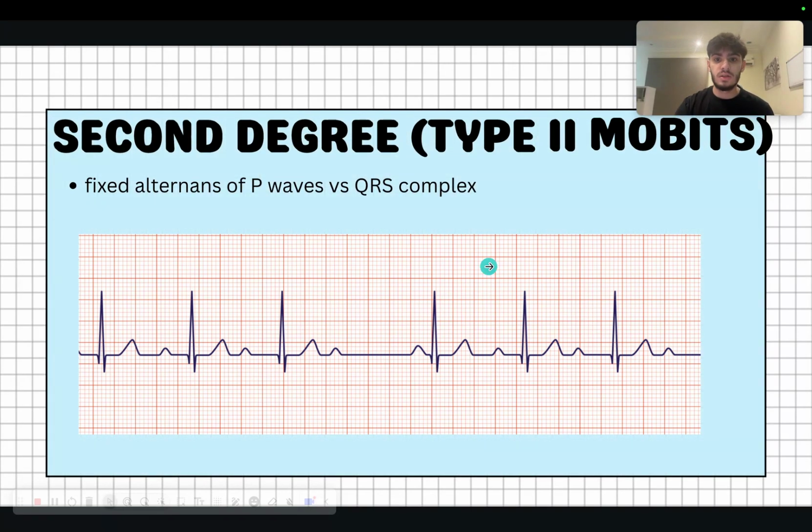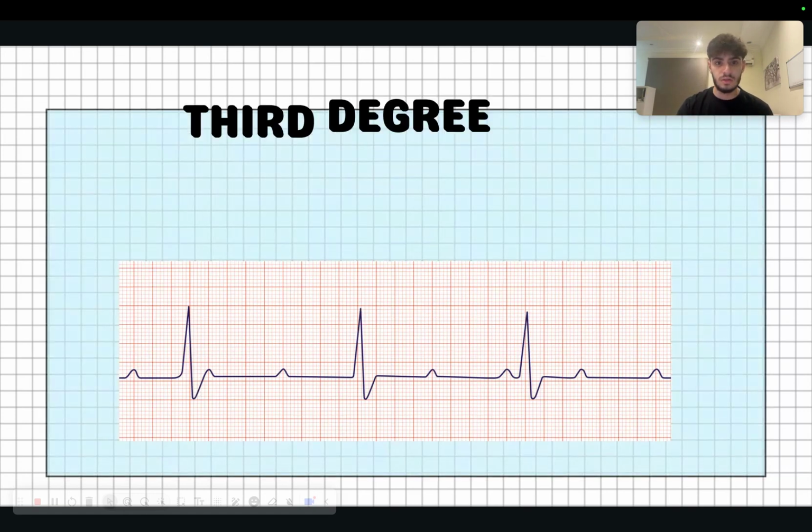Now, second degree type 2 Mobitz, where basically it doesn't get farther or anything, it just randomly drops. Like you don't know when it happens, but it just randomly drops. And that's the difference between type 2 and type 1.